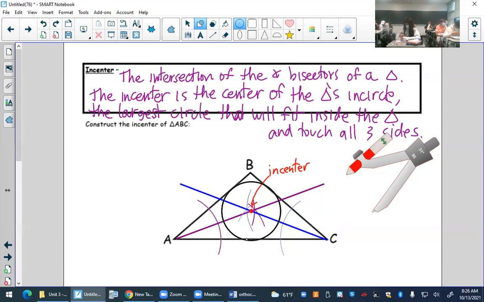All the points in a circle are the same distance from the center, right? Every point in a circle is the same distance from the center. Well, where it hits the side, that distance from here to here, or from here to here, or from here to here, all those are congruent. You understand that? So it's equally distant from all three sides.